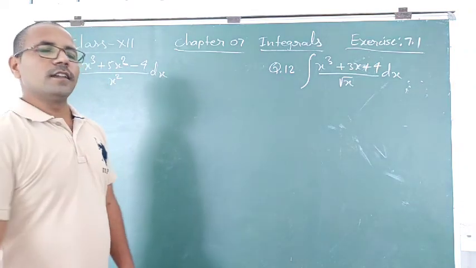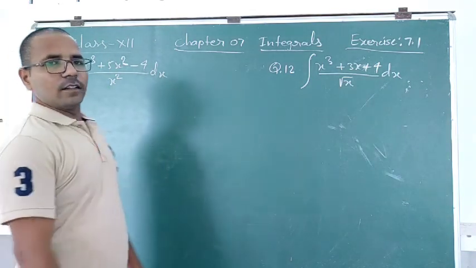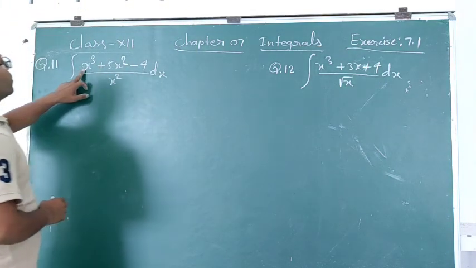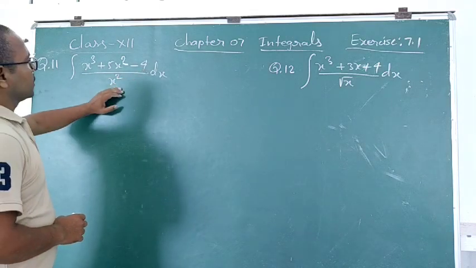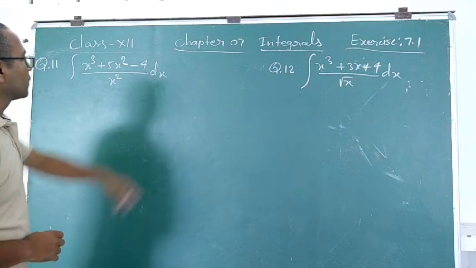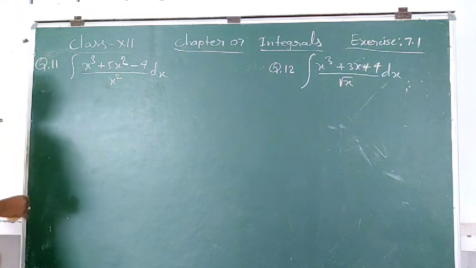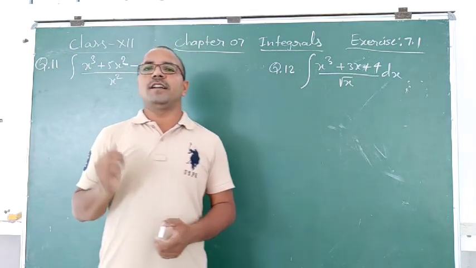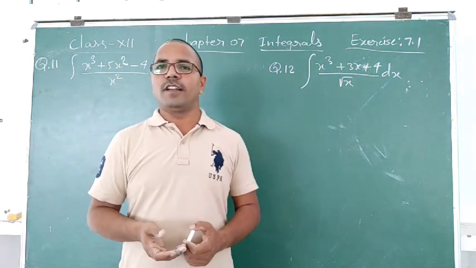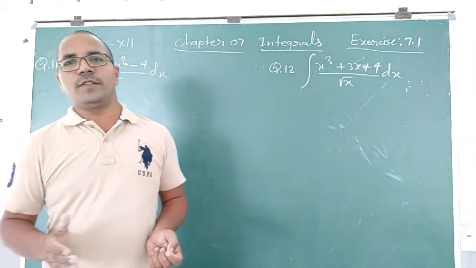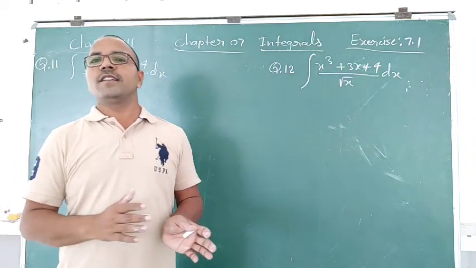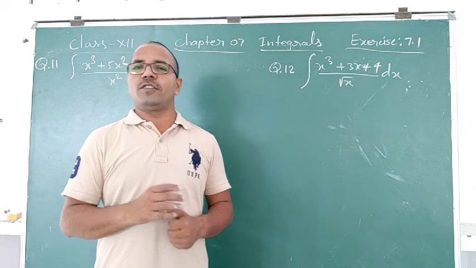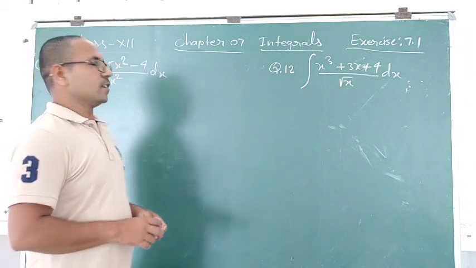So now students, let's see question number 11. Question number 11 is given here: x cube plus 5x square minus 4 by x square. We have to integrate with respect to x. So now students, we do not know the formula for numerators upon denominators in the terms of integral. Differentiations we have learned, but in integral there should be no functions in the denominators.